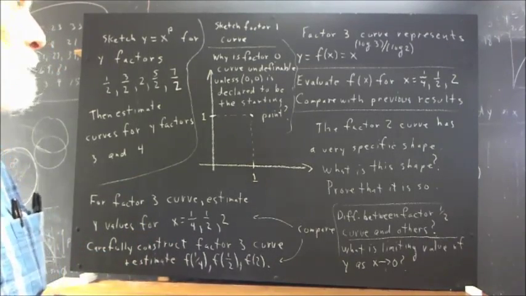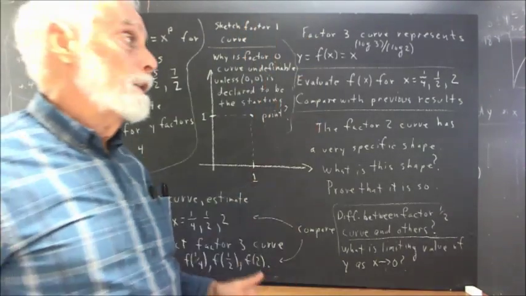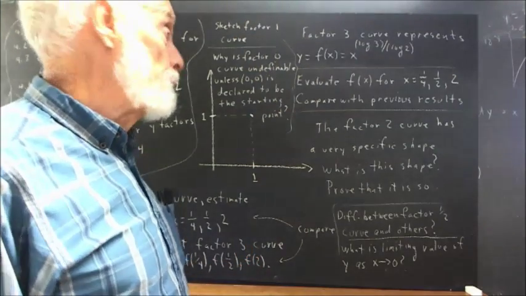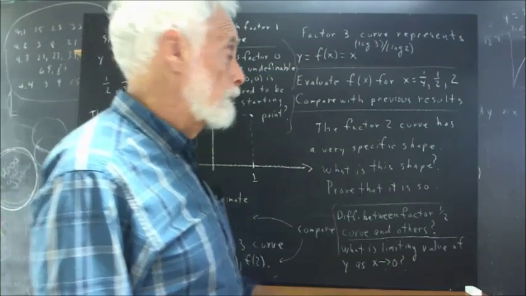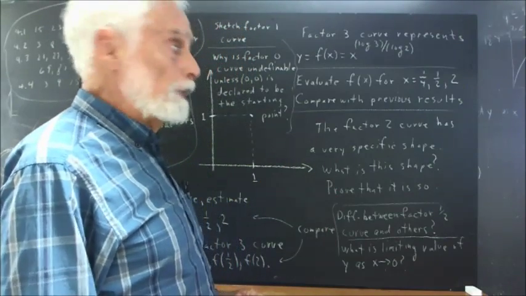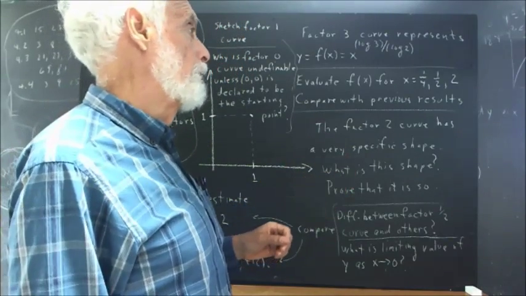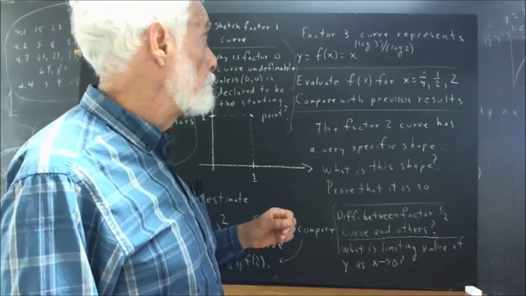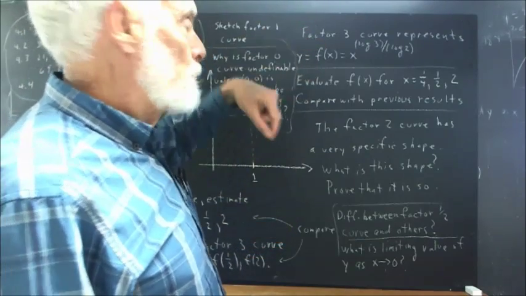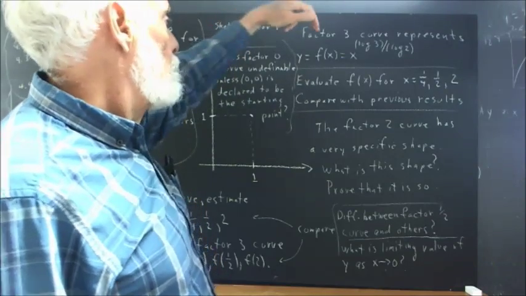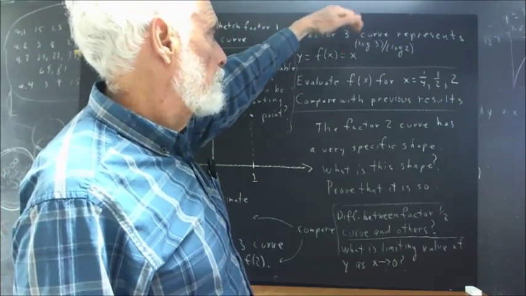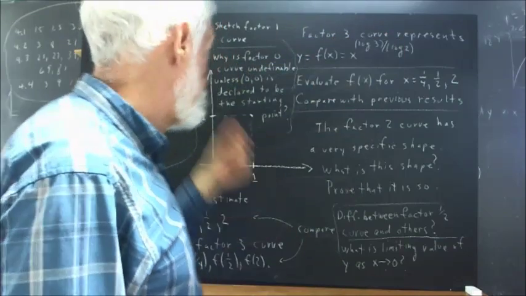Okay, now we're going to go on, and I'm actually going to let you do some calculations. You're not going to have to do any real arithmetic because you're going to have to use your calculator for all of these calculations, and the calculator is not necessarily an evil thing, it's just often put to evil use. And here we're making good use of it. So the factor 3 curve represents what? Y equals f of x equals x to the log 3 over log 2.